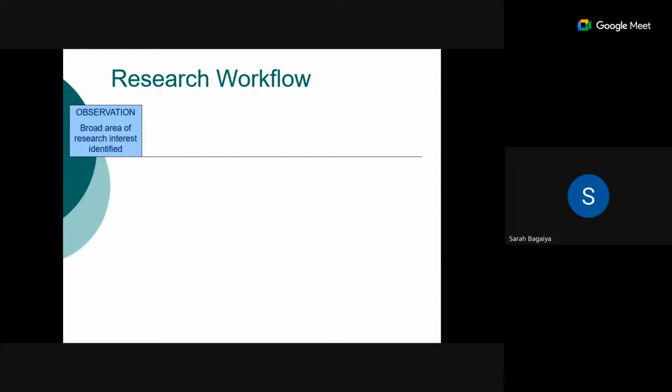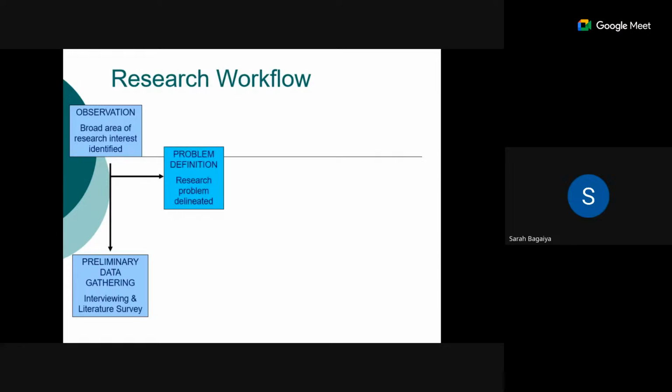First of all, you observe a broad area of research interests that you want to go into. Like we said previously, whatever problem or area you want to research on, you first of all make observations, then you gather preliminary data. It can be through interviewing, literature surveys, literature reviews, just preliminary data before you go into the research proper, just to have an idea of what you're getting into. Then you define the problem.